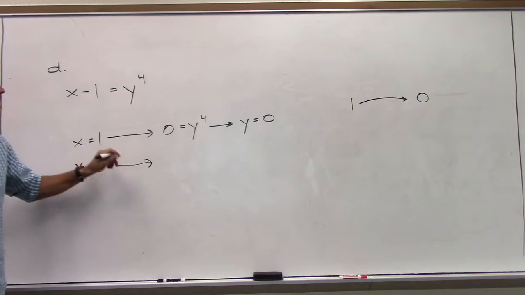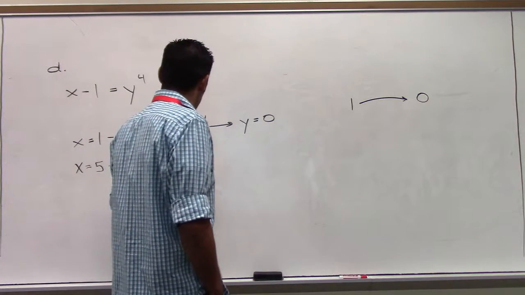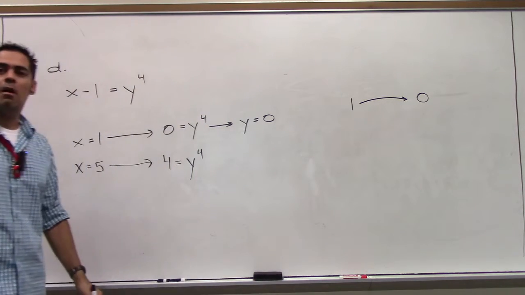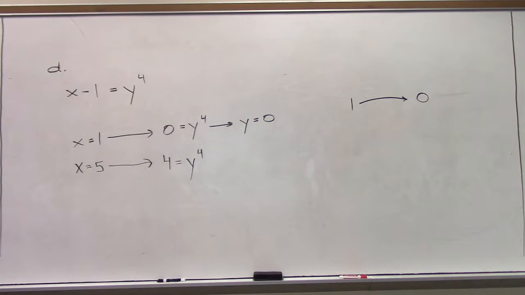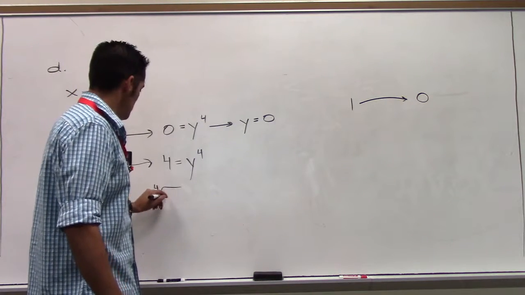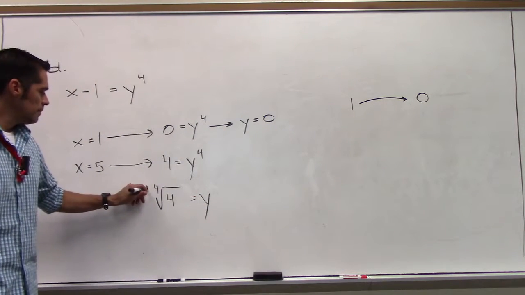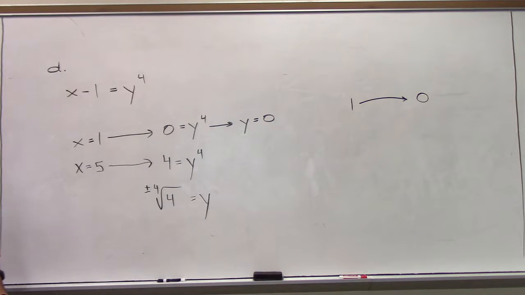If we plug in 5, 5 minus 1 is 4. We get 4 is y to the 4th. So how do you get y by itself here? You have to take the 4th root. When we did square root, we did plus or minus, didn't we? When you do 4th root, do you do plus or minus? Yes. You have to do plus or minus also.